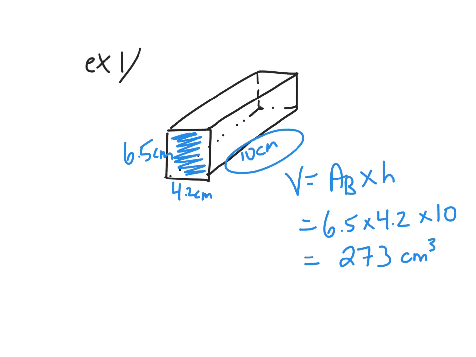What does this mean practically? It means that all of the volume, all of the three-dimensional space inside this object, if we were to fill it up with water, let's say, or fill it up with sand or any sort of thing that's going to occupy that space, the volume of that stuff would be 273 cubic centimeters, which is the same as a milliliter, actually, 273 milliliters.